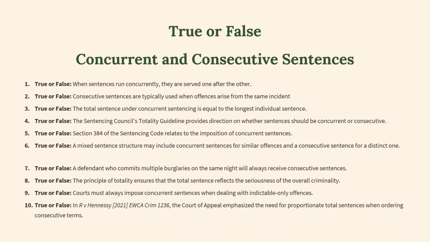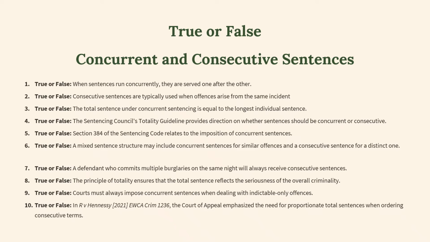Question three, true or false, the total sentence under concurrent sentencing is equal to the longest individual sentence. Question four, true or false, the Sentencing Council's totality guidelines provide directions on whether sentences should be concurrent or consecutive. Question five, true or false, section 384 of the Sentencing Code relates to the imposition of concurrent sentences.